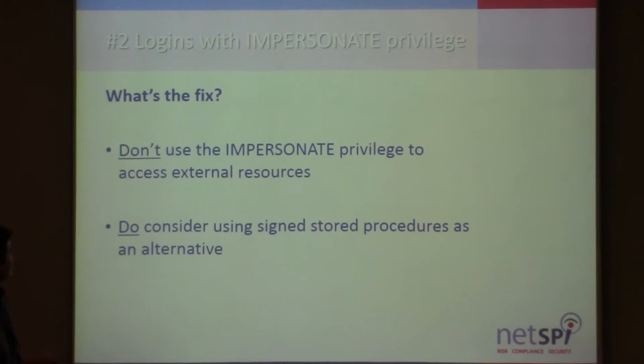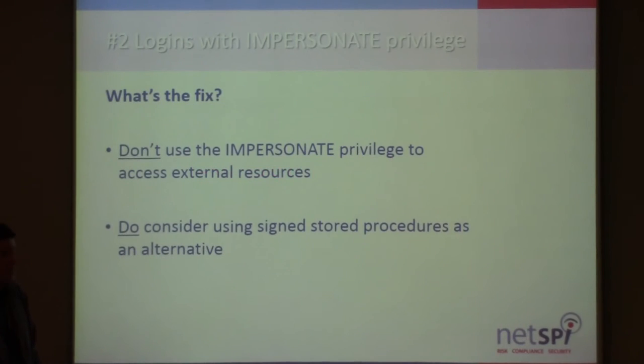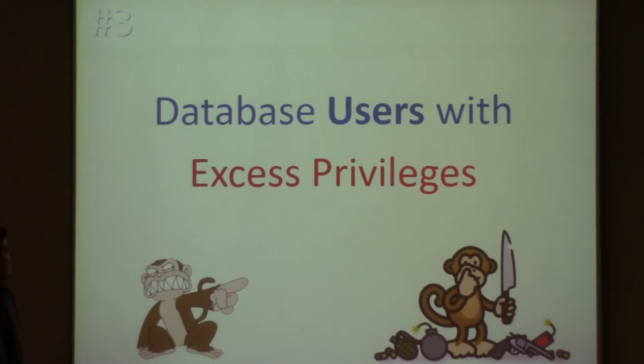Anyways, moving on. So the fix for this is just don't use the impersonate privilege. It's not intended to be used as a way to escalate your privileges in a database. You should be focusing on other methods. My favorite method is creating a procedure and then signing it, and then mapping that certificate to a user that has privileges to whatever you need. I lay that out in detail later, so I know that sounds confusing now, but it'll make sense in a minute. Alright, so as we move on, this is database users with excessive privileges.